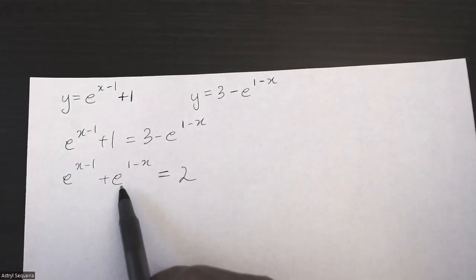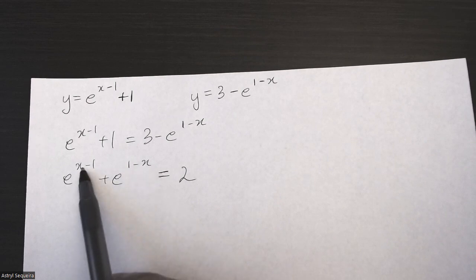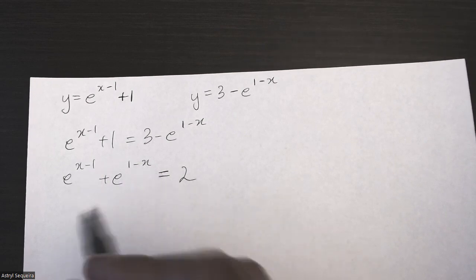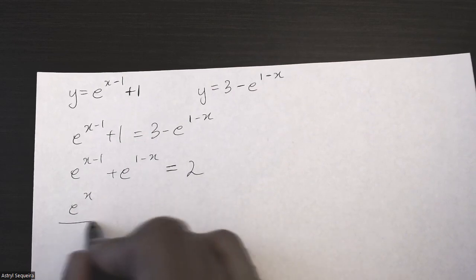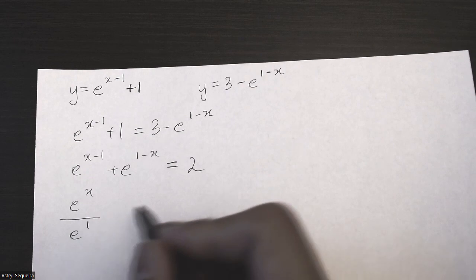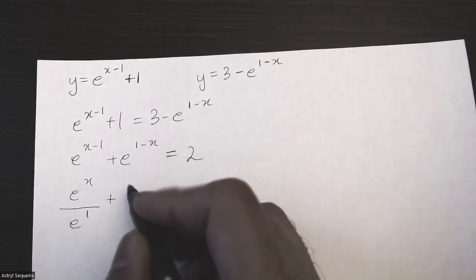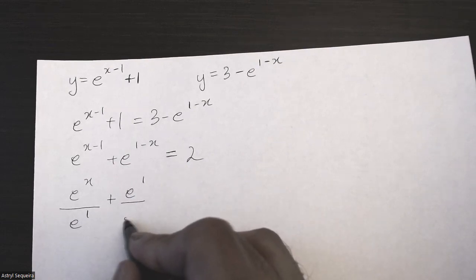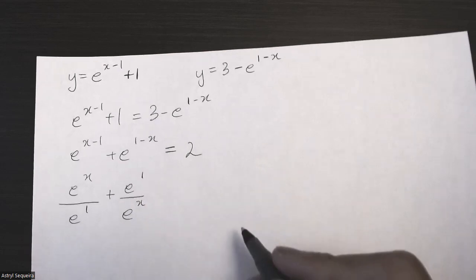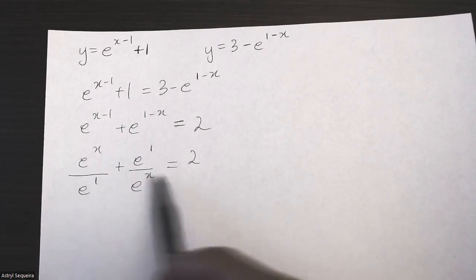So now to solve this, there's a couple of different ways I can solve it. I can basically split my exponents. By using rules of exponents, I know this is the same as e to the x divided by e to the 1, and I can just write that as e. And this is the same as e to the 1 divided by e to the x. This equals 2.